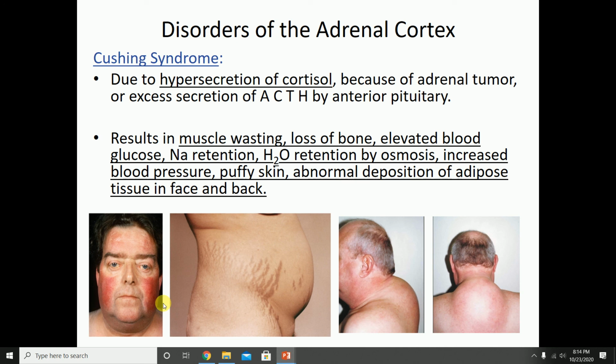So you can see here what is known as a moon face. You can see here this is known as a buffalo hump, again due to the redistribution of fat. Here you can see, because cortisol leads to protein breakdown or the decrease in protein synthesis, you can see how these marks are being formed, or hyperpigmentation in the skin.